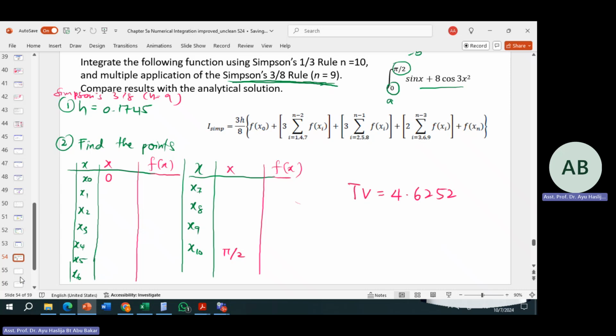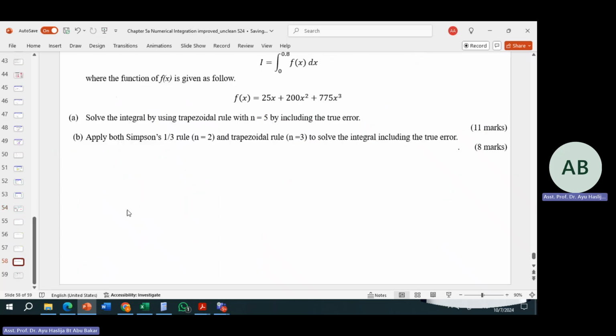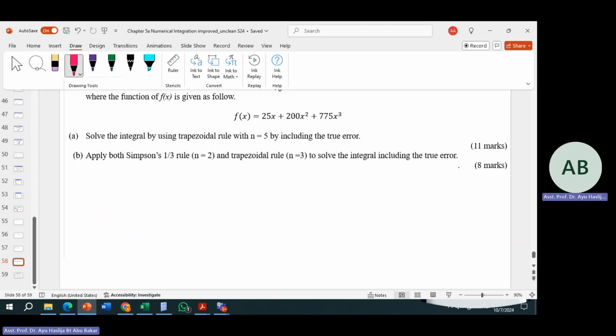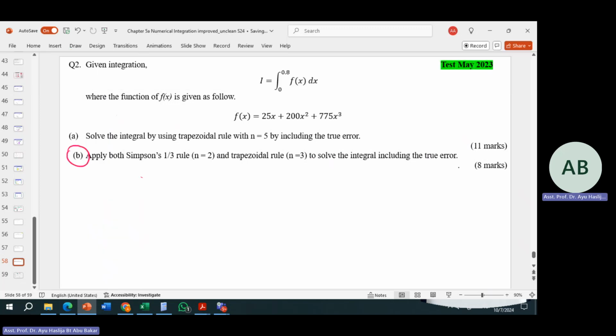You get all the fx already? Okay, stop this exercise first. Later you proceed on your own, because I want to show you an example of unequal integration. This is from the test May 2023 for B. We focus on the B. A we haven't done, A you can try on your own.